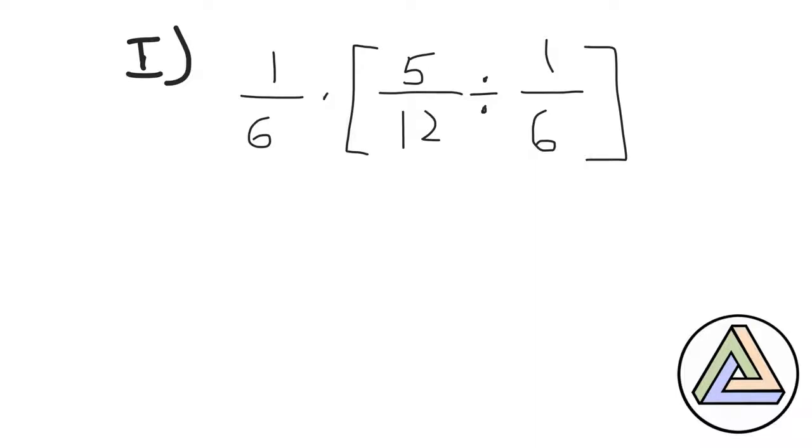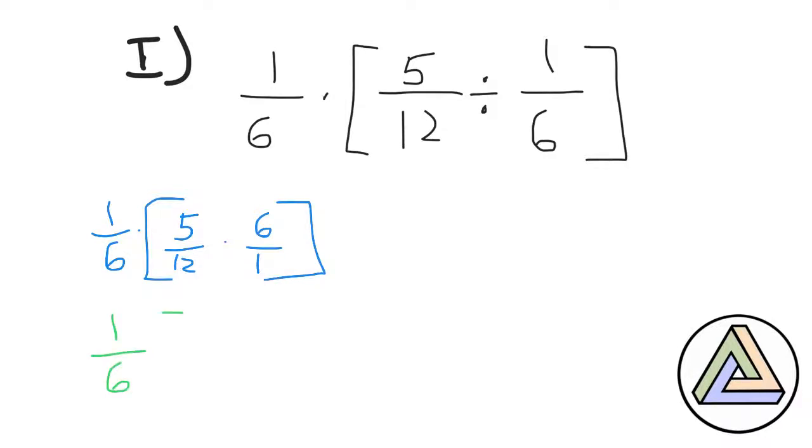Okay, so once again, we have this bracket scenario. PEMDAS would suggest that we should take care of this guy first. Now we have a fraction divided by another fraction. So on the next line, I'm going to write 1/6 times, that is times right there. Keep, change, flip, we have 5 over 12 times 6 over 1. Okay, so that becomes 1/6 times, let's just multiply straight across. So we have 30 over 12.